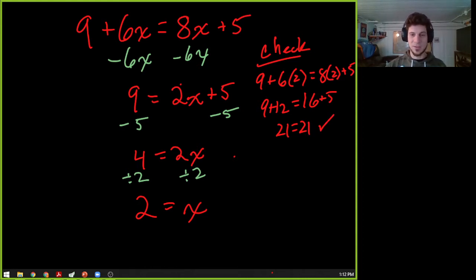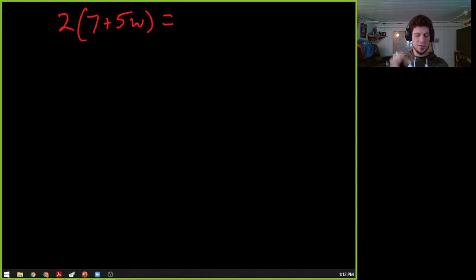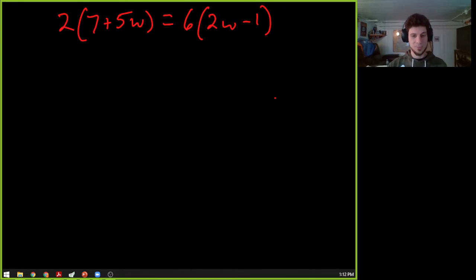Alright, let's look at another one. This one we're going to examine the distributive property, which I hope you know, but you'll see what it is in a second. So on the left side we have 2 parentheses 7 plus 5w. So this is where we're going to distribute, and that equals 6 times 2w minus 1 in parentheses. Double distributive property. Wow. So let's see how that works.